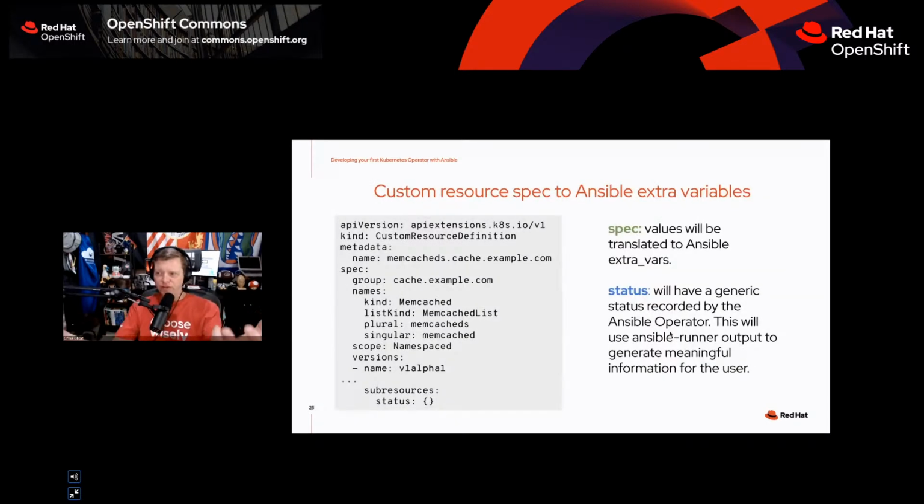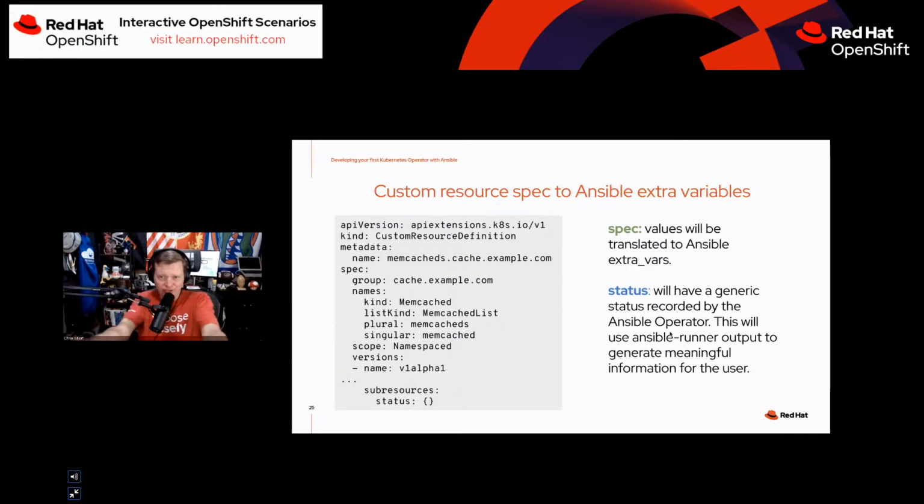So what does the custom resource, that CRD, look like? The spec is actually translated to Ansible extra vars. So if you had some variables that you wanted to define at instantiation time, you could do that here in the spec, and they would show up to the role as extra vars. This is a way to specify variables at another level in your Ansible ecosystem. The status will have generic status recorded by the Ansible operator itself. It uses the Ansible Runner output to generate meaningful information for you, the user. This is the actual Ansible output that arrives in the status. So you will see that changed, failed, success output that you're used to in the status of the CR itself. So yeah, kind of nifty.